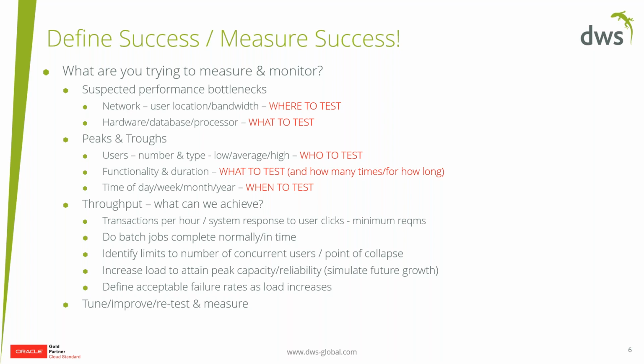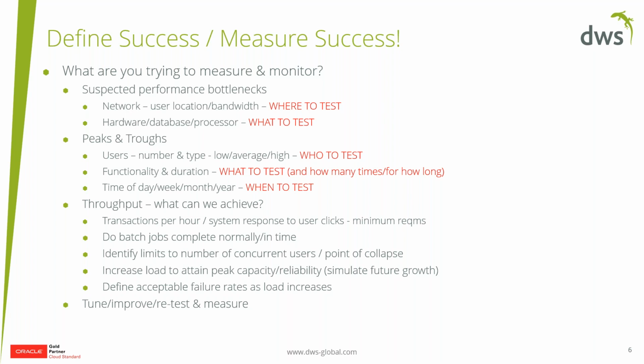Peaks and troughs can also play a part, and that can come down to the number of users that you have and the type of users, whether they are low users, average users, or high, heads down, typing, clicking as fast as they can users. So who to test is really important. The areas that those users come from, parts of the business.